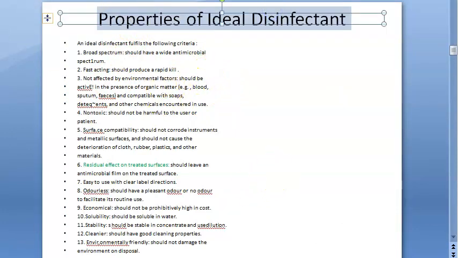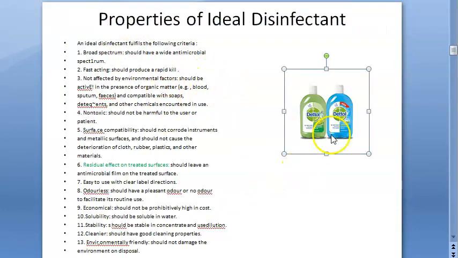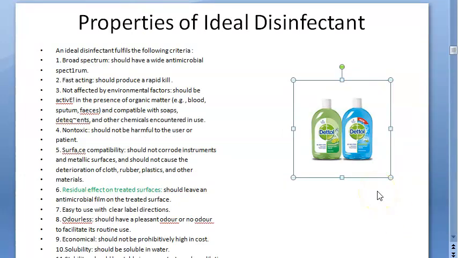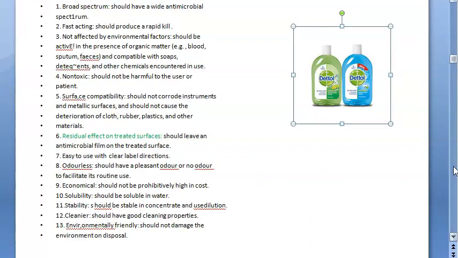Properties of an ideal disinfectant: how an ideal disinfectant should be. It should be broad spectrum, fast acting. It should not be affected by environmental factors. It should be non-toxic, guys. It should be compatible. It should leave some residual effect on treated surfaces, not that when it's there it works, and when it's not there it doesn't. Like after 2 hours of applying it, it will still maintain the sterility. It should be easy to use. The label instructions should be there. It should not have a bad smell. It should be economical. It should be soluble. It should have a good cleaning effect also, not just disinfection, and it should be environmentally friendly.